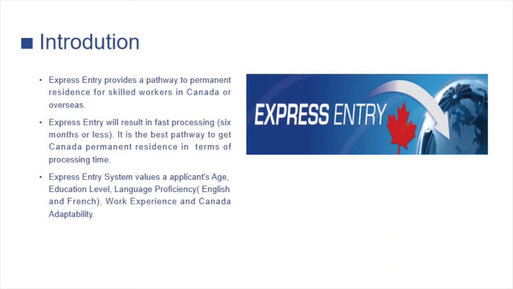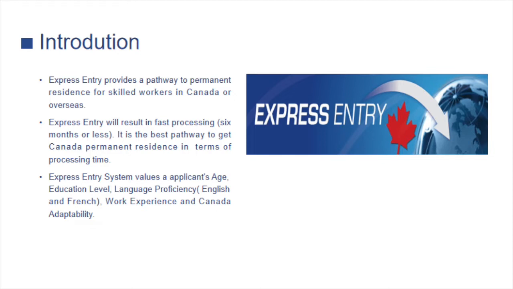First, let me introduce a little bit about Express Entry. Since 2015, Canada has been using this system to provide an immigration pathway for skilled workers in Canada or overseas to apply to become permanent residents. This is the Canada immigration pathway with the shortest processing time. It takes only 6 months.